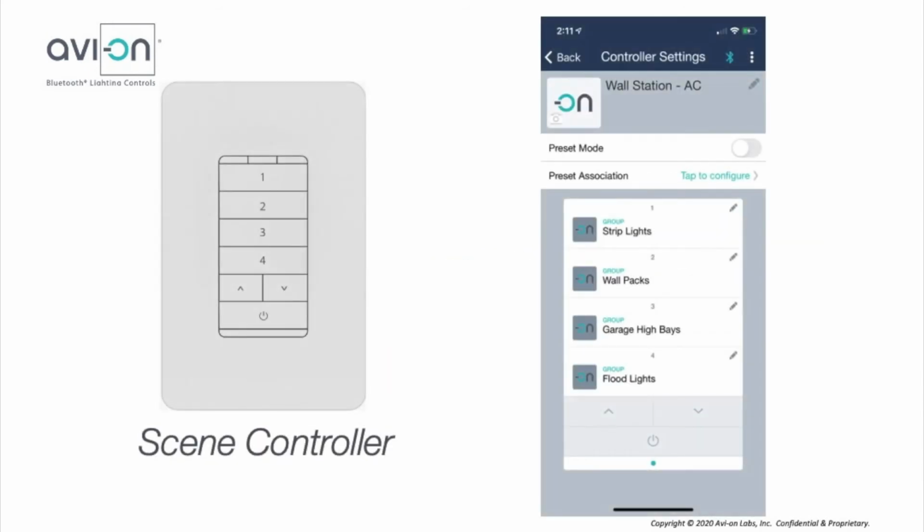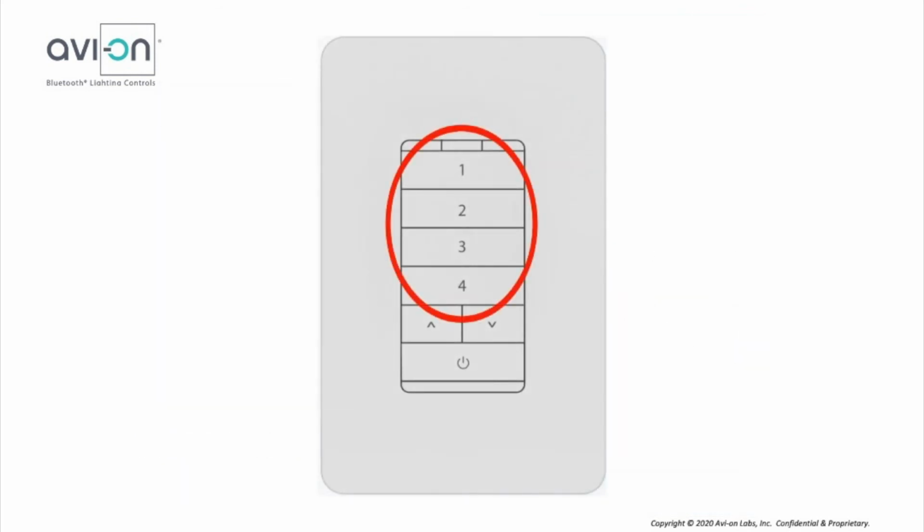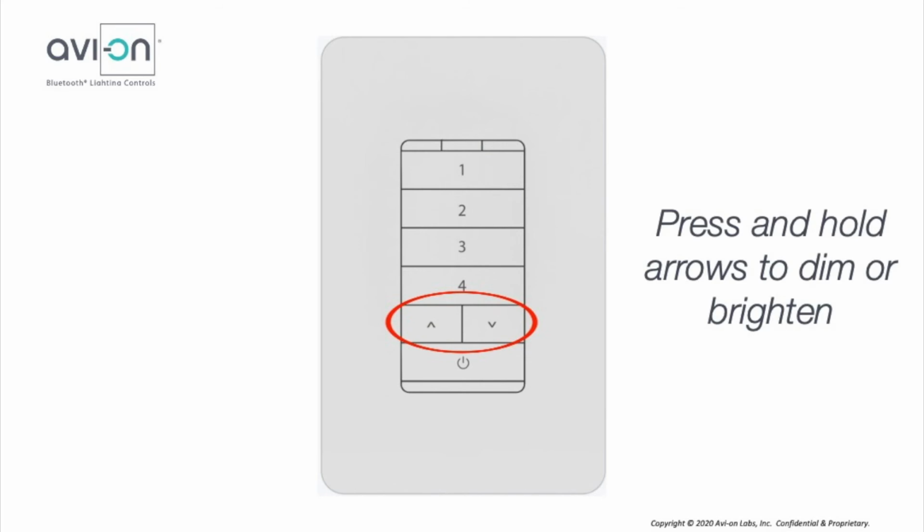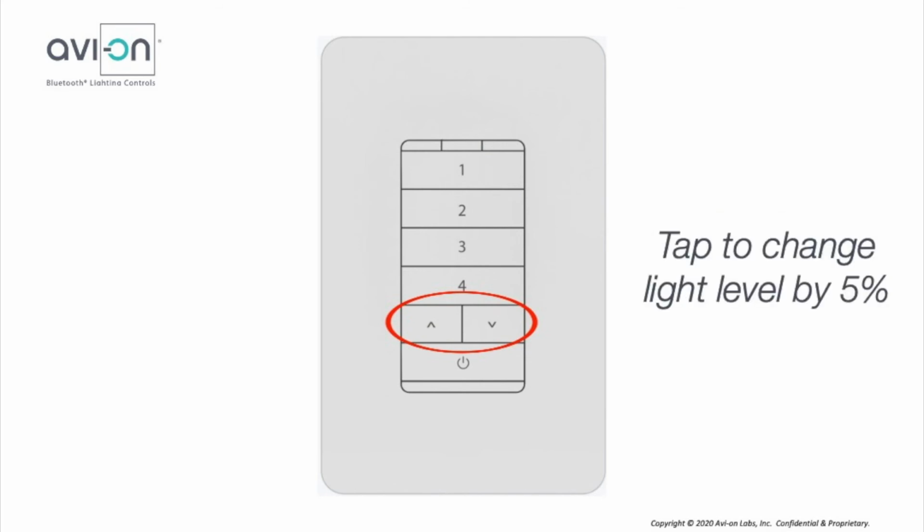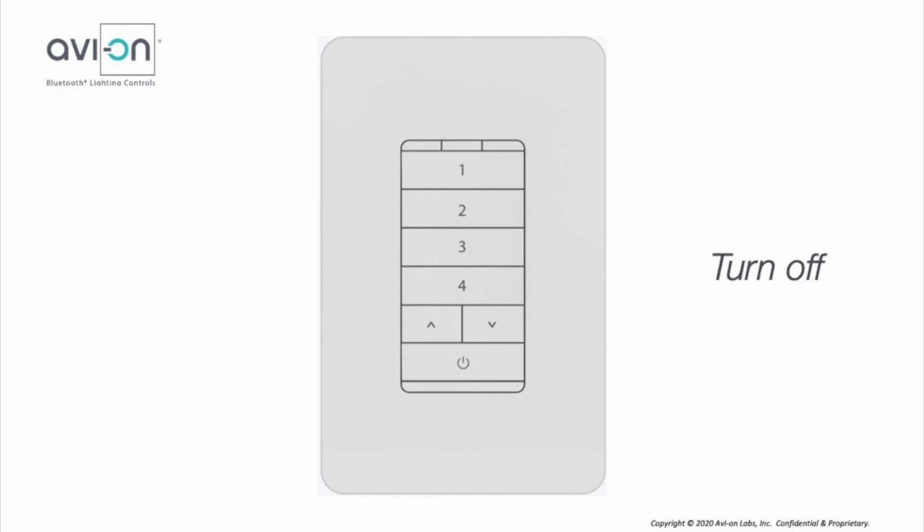I have continued to program this wall station to 4 different groups of lights. When you press any 1 to 4 button, it will bring that light to 100%. With the arrows, you can press and hold to gradually dim or brighten the light, or tap the arrows to change the level by 5%. If you want to turn off that light, you can press the power button.